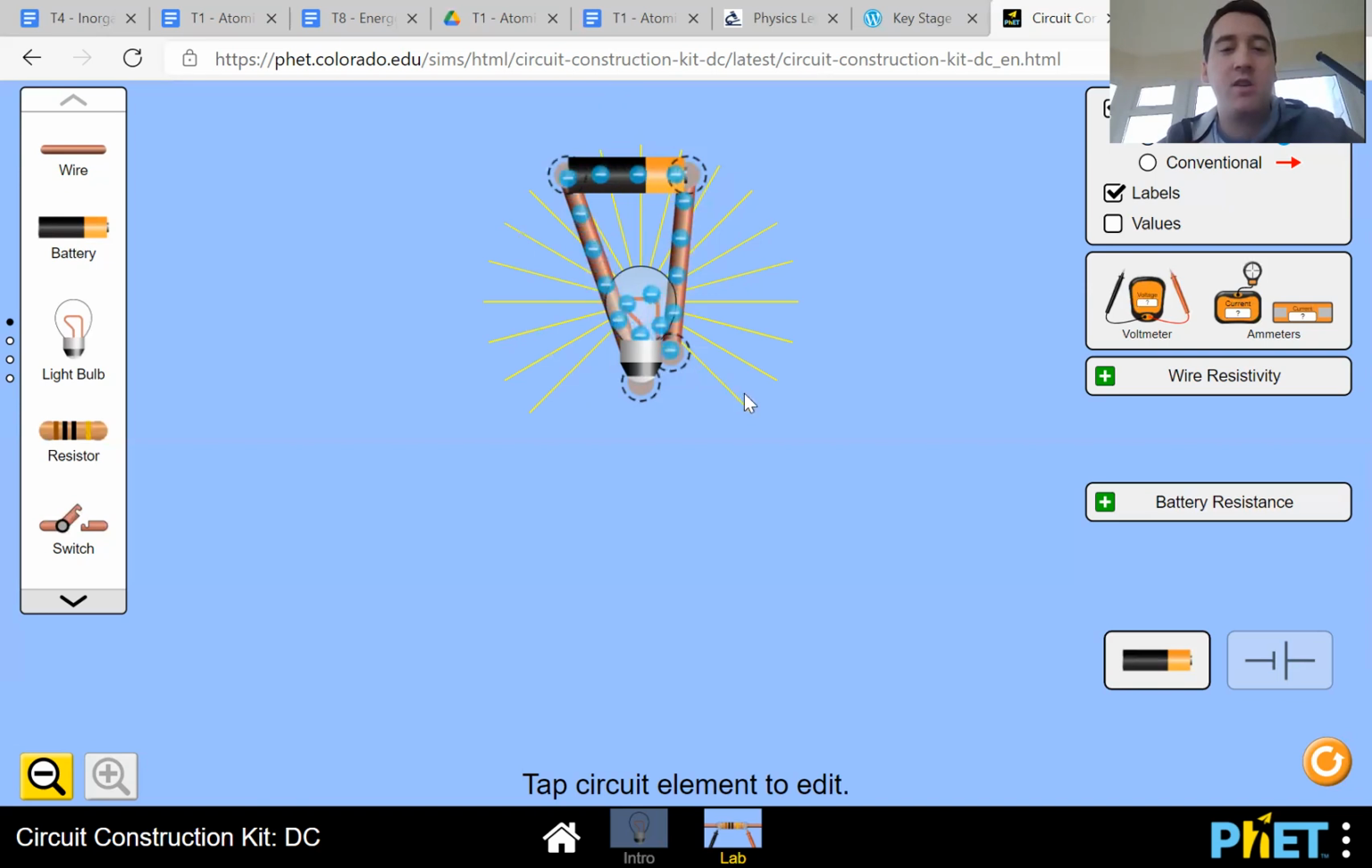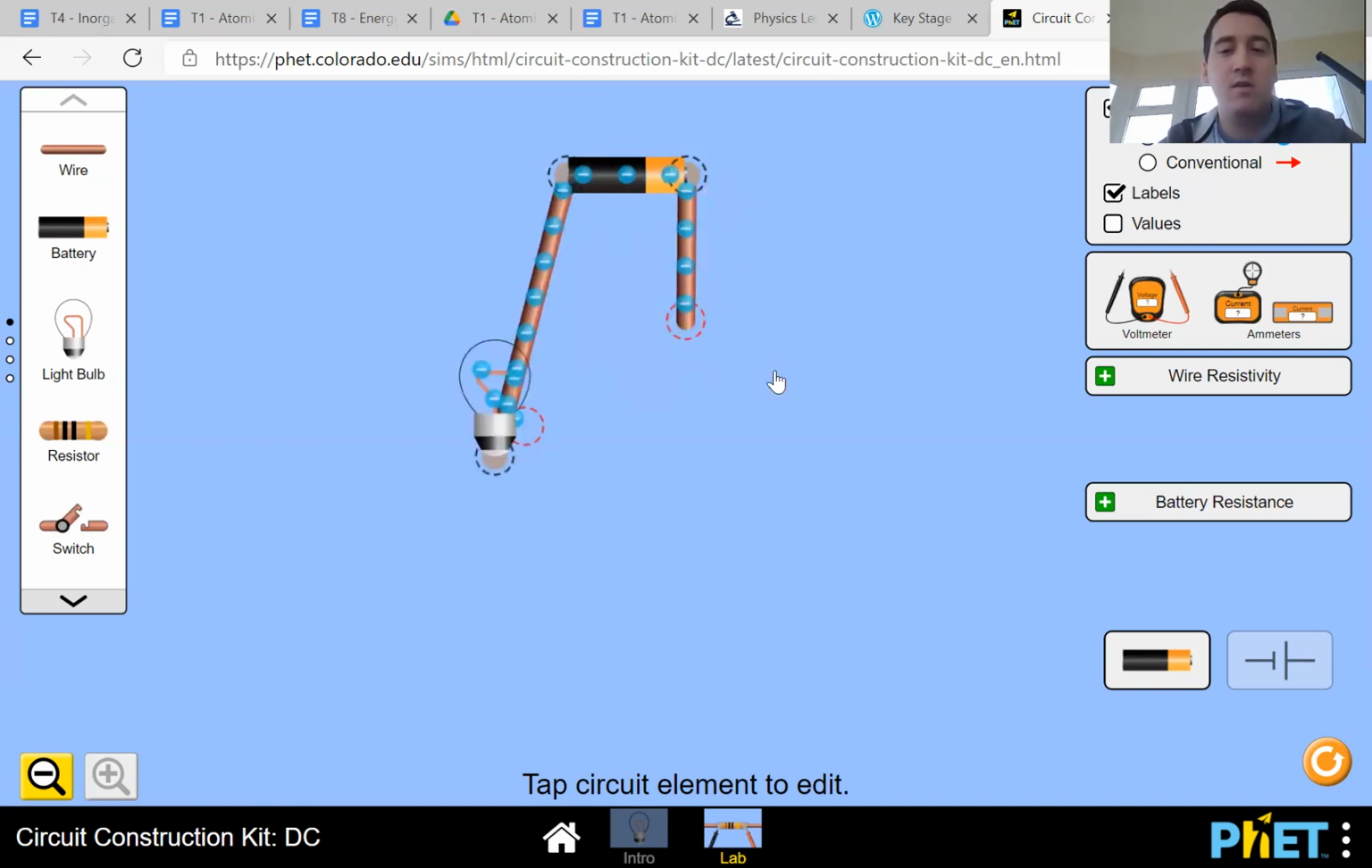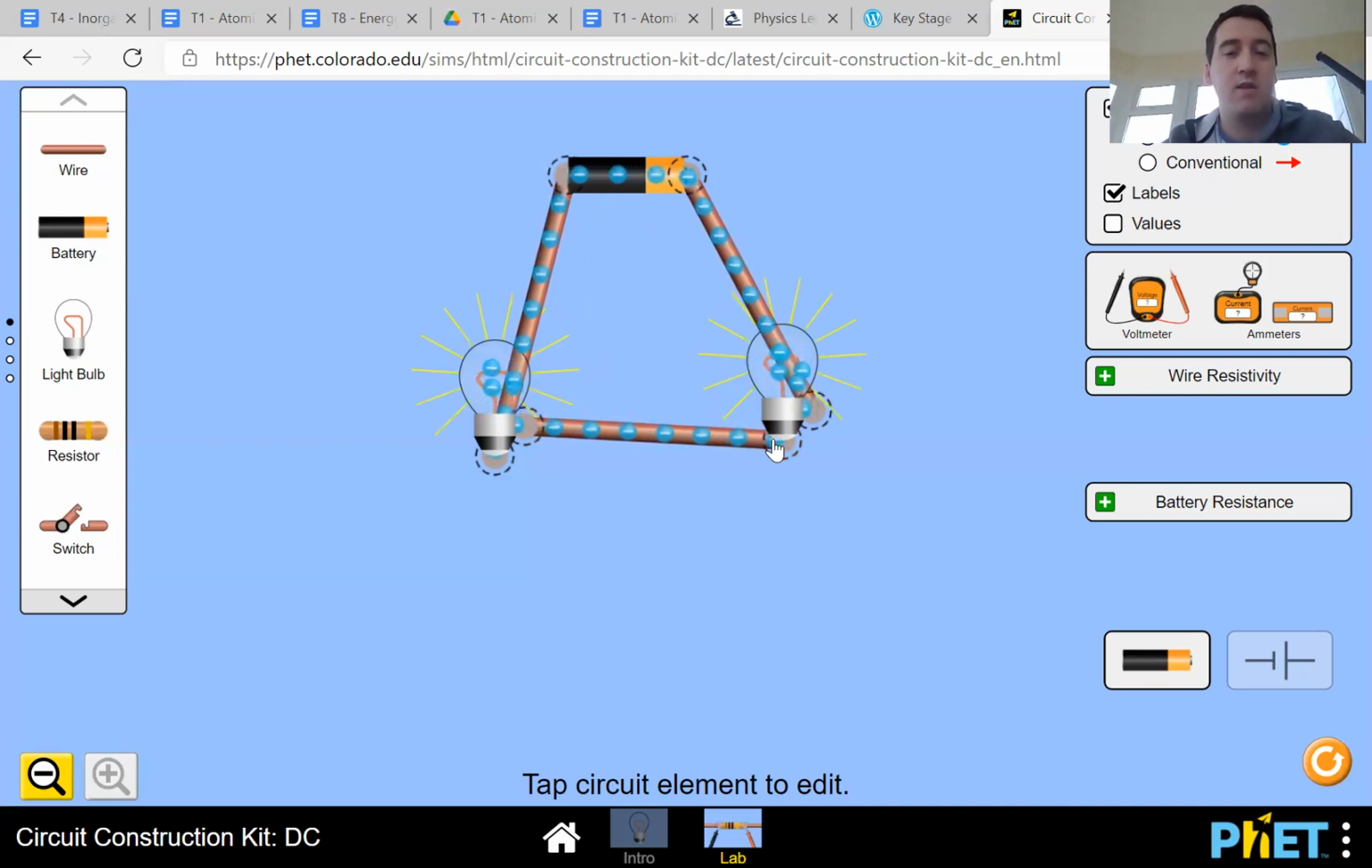If I cut this and add in a second bulb, so I'm going to put in a second bulb over here, and now I am going to put in a second wire and connect them up. Watch what happens now to the current. Okay, so now the current has slowed down even more. I've got twice the resistance. So when I add in an extra bulb or an extra device, it slows down the current in the whole circuit even more. So if I was measuring the amps of this, the amps would be lower now than when I had just one bulb.